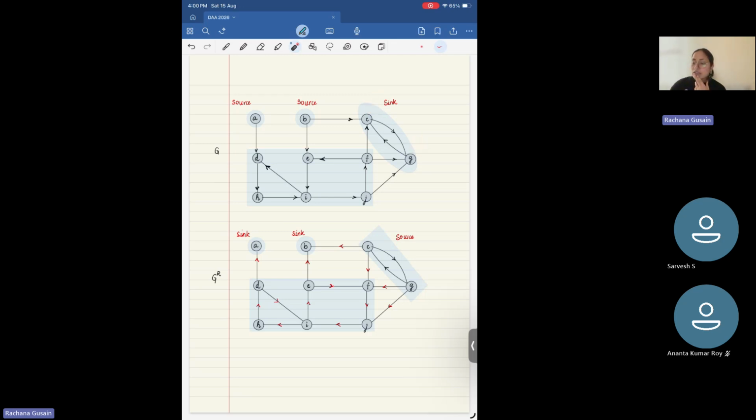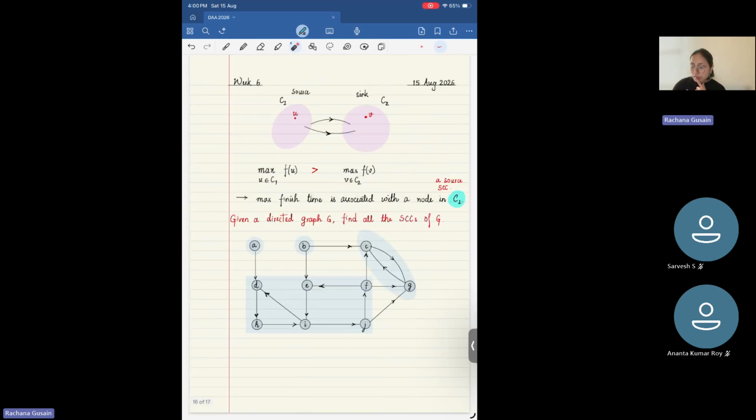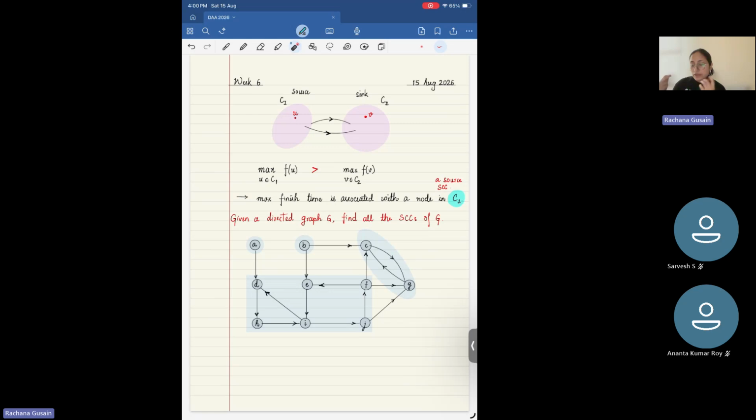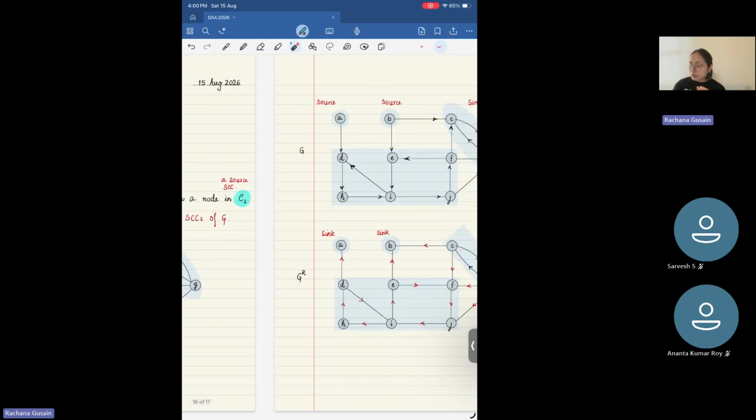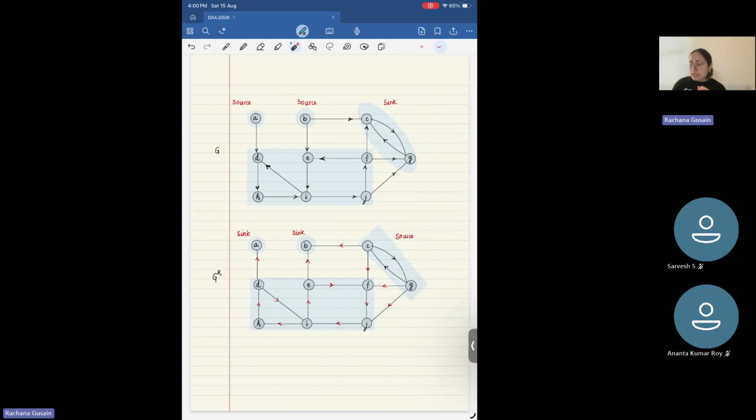Okay. So the thing is, if I reverse all the edges in this graph, I get this GR, the reversed graph. Then this sink strongly connected component will become a source strongly connected component. And I know using this property that in a graph, if I run my DFS, assign finish time to every node, the maximum finish time will always be associated with a node in a source strongly connected component. So if I run my DFS on G of R, the maximum finish time will be associated with C or G.